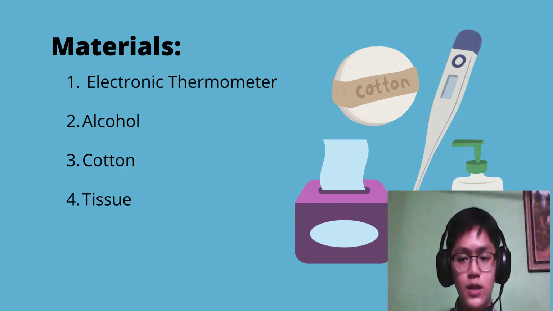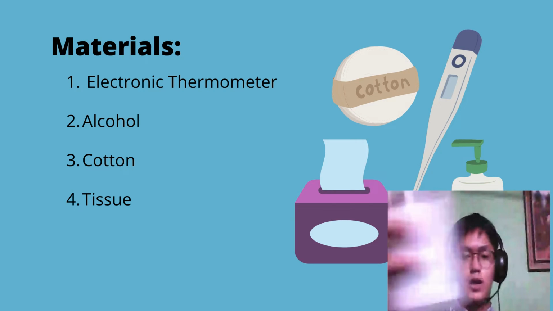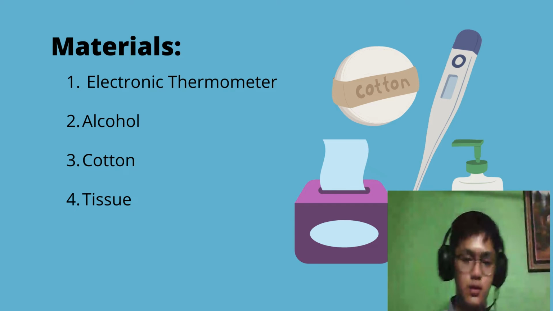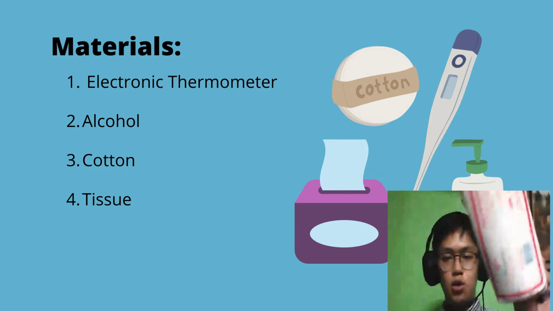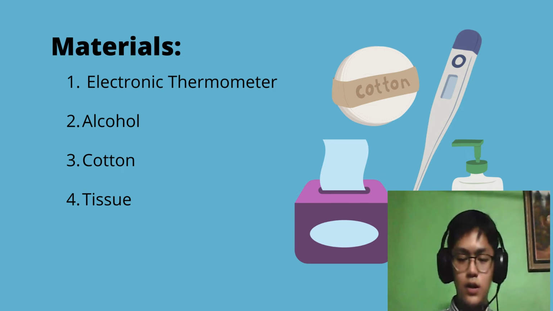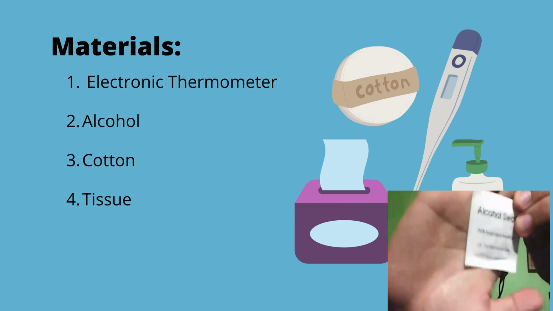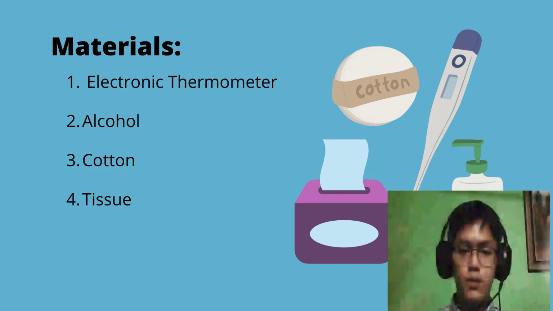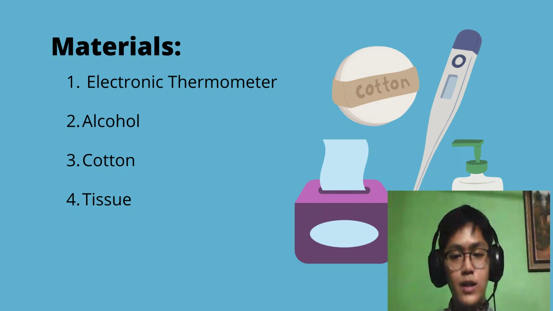And here are the things that are needed when taking body temperature. First is an electronic thermometer, alcohol, cotton, and tissue or paper towel. You can also use this kind of swab, alcohol swab, and that's it. Those are the materials needed for taking body temperature via axillary site.